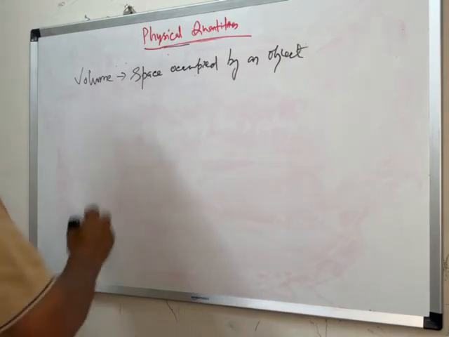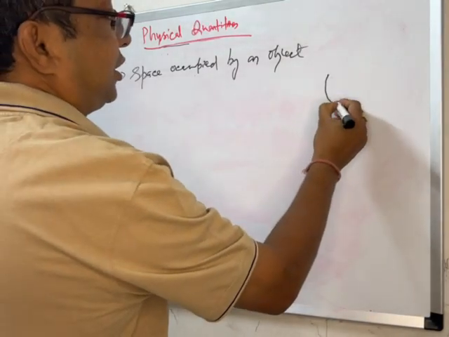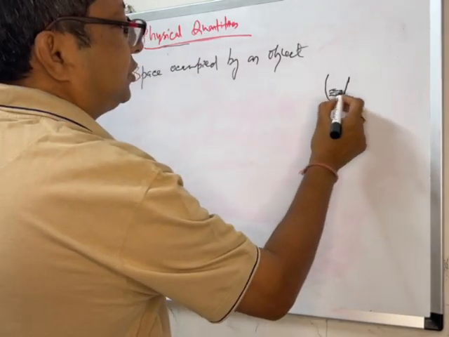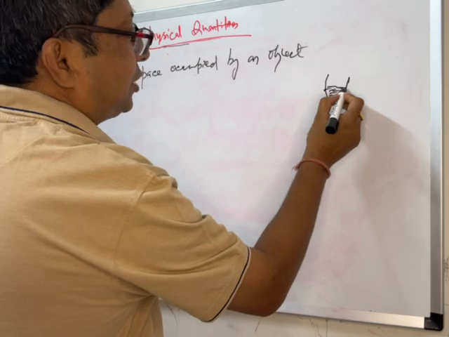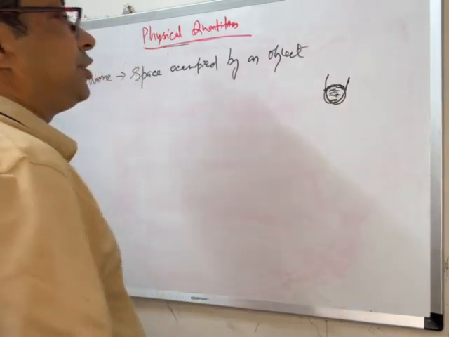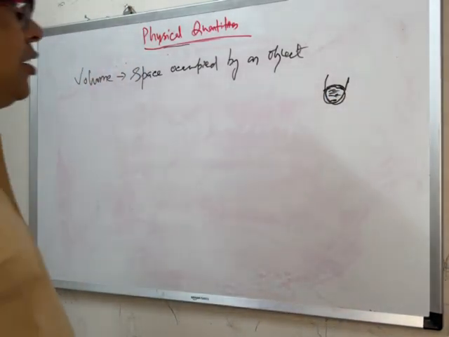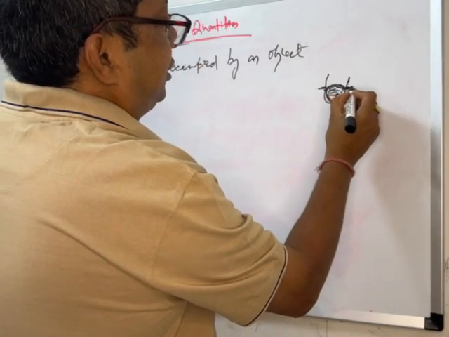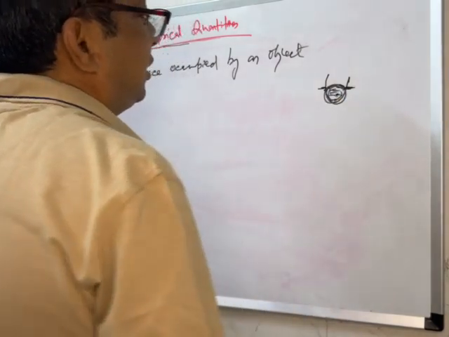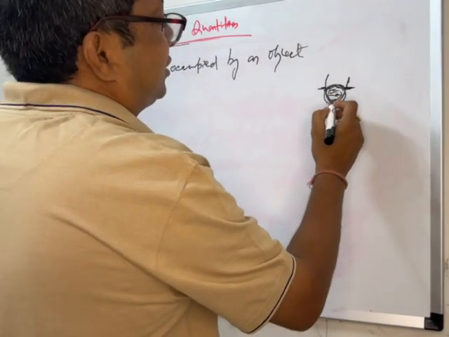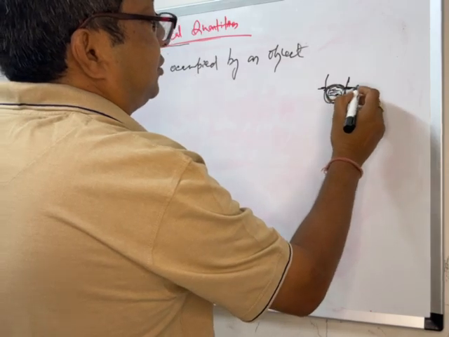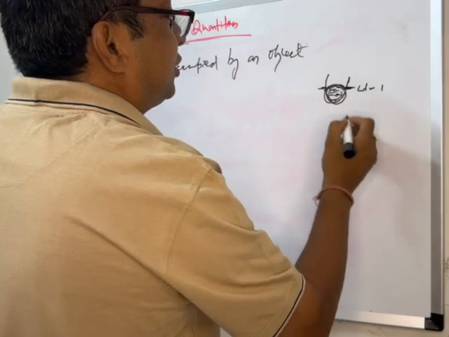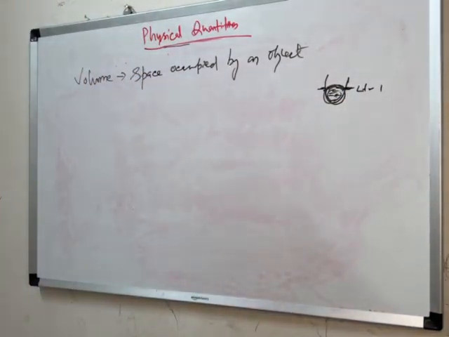Suppose you are putting some water into a mug, or jug, or any pot, and suppose this is the water. So this water occupied this space. So anybody can say, what is the volume of water? This is the volume. Suppose we are putting some measuring indicator, then we can say, suppose this is liter, 1 liter. Then we will say the volume of water is 1 liter.